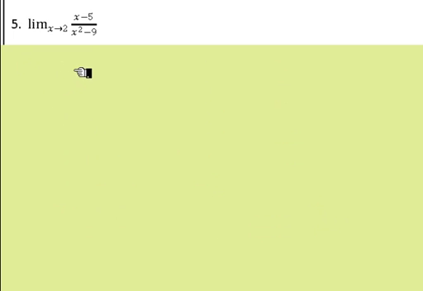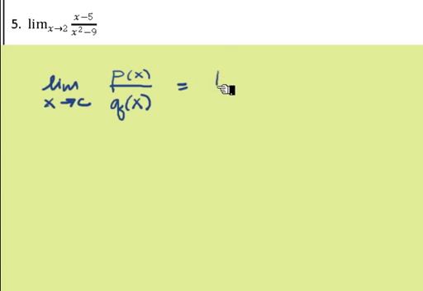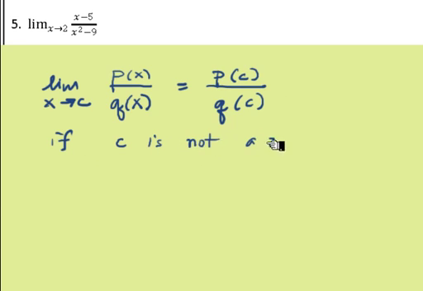In number 5, we have a rational function. And again, we're just going to substitute in because we have the following rule. The limit as x goes to c of a rational function, let's call it p of x over q of x, is equal to p of c over q of c. Just substitute in if c doesn't make the denominator 0. C is not a 0 of q of x.